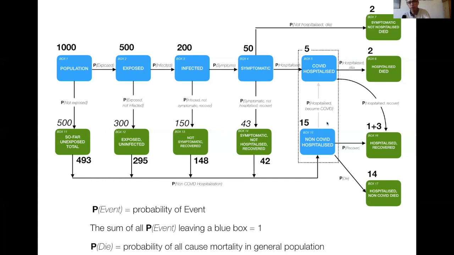So in total, I've got 15 that have gone into hospital not because they had COVID, but because they've broken their legs, they've had heart failure, whatever it might be, those were the non-COVID reasons. And then of those 15, let's say one of them dies, that's the 1 plus 3, making 4 in total, and 14 of them recover. So I've put some numbers on the boxes.